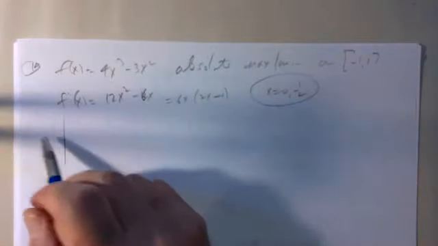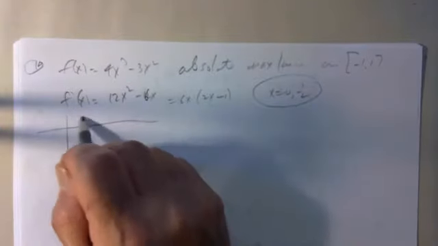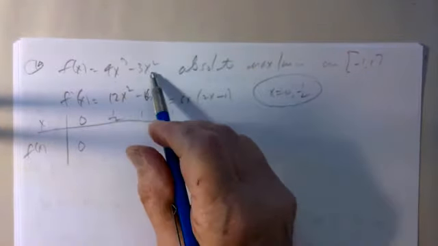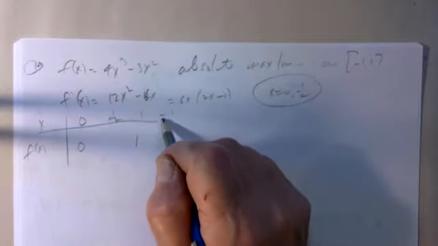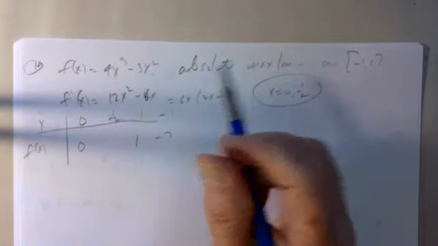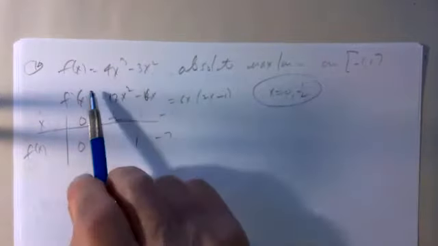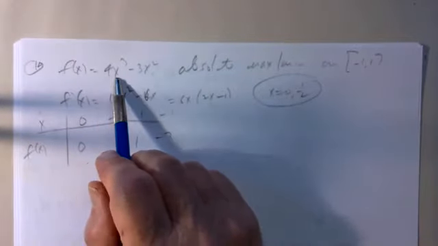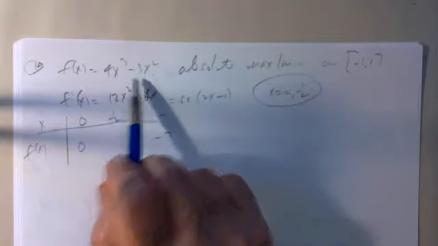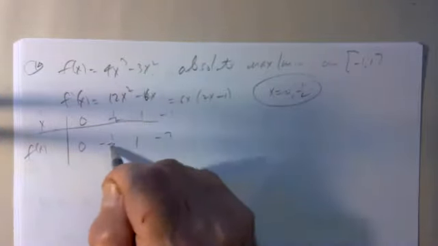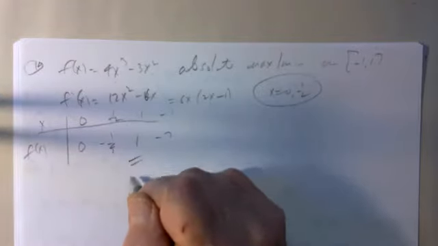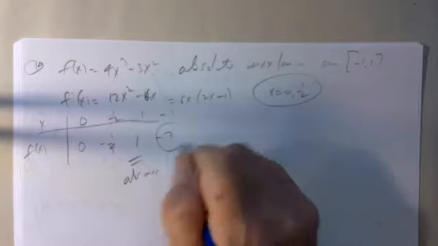So we have to calculate the value of the function at 0 and a half, and at the endpoints 1 and minus 1. And at those points, f of 0 is 0, f of 1 is 1, f of minus 1 is minus 7, and f of a half, this is 4 times an eighth, it's a half, minus 3/4. A half minus 3/4 is minus a fourth. So this is the absolute max on this interval, and this is the absolute minimum.